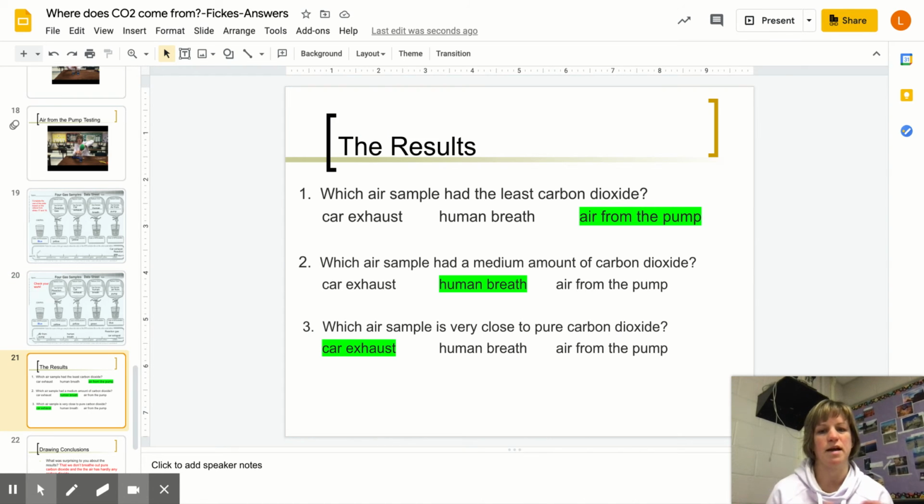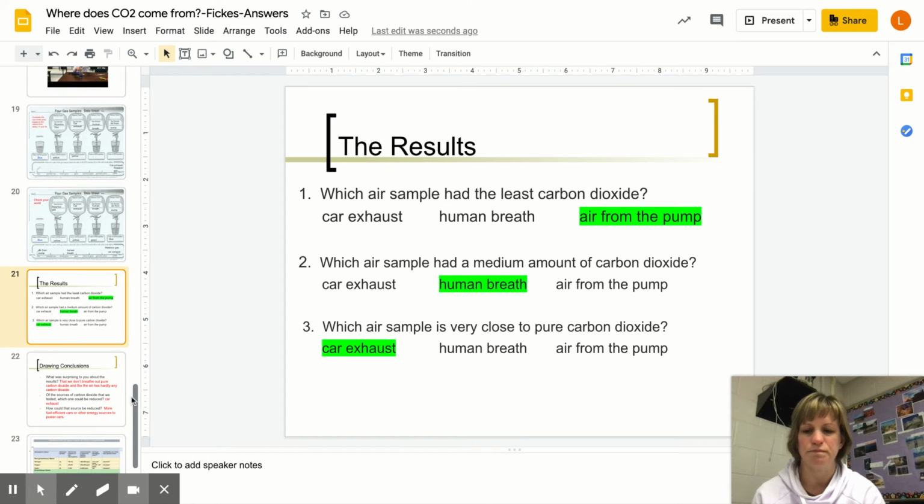There's no other way to be right. For the results, we have the least from air from the pump, middle human breath, and car exhaust is very close to pure carbon dioxide. And we're going to be learning next about fossil fuels, but here's the basics. Fossil fuels like gasoline are made of carbon, so when you burn them, they make carbon dioxide.